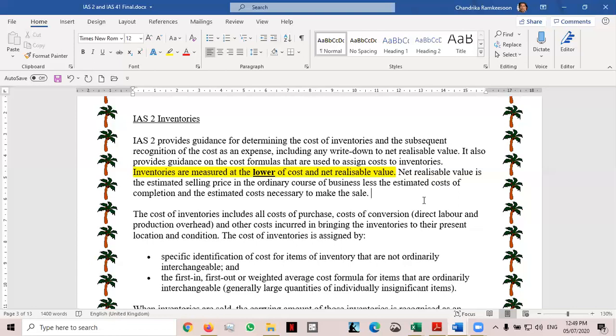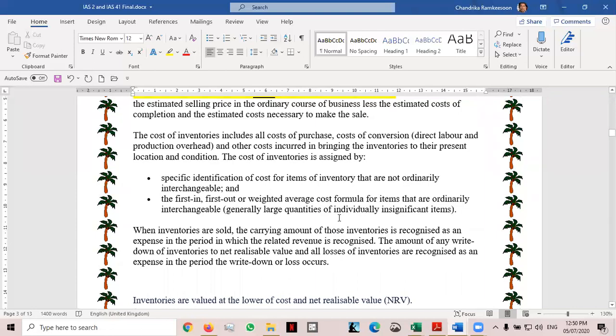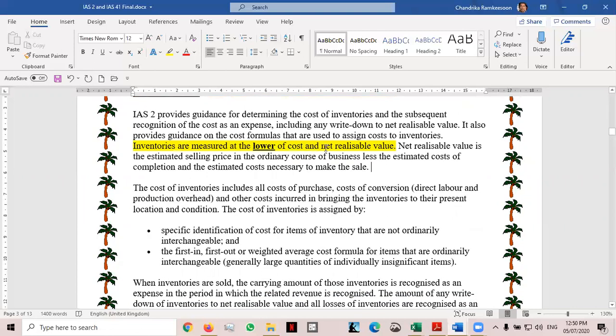And obviously, since it is in the cost of production, it has to be counted as work in progress, which of course comes under inventories, and a value must be found for it. So this would be especially useful in this case. But there are other instances where we need to use NRV as well, as we will see. The cost of inventories includes all costs of purchase. So here you saw the lower of cost and NRV.